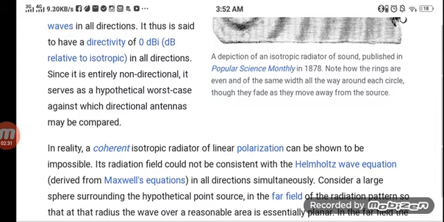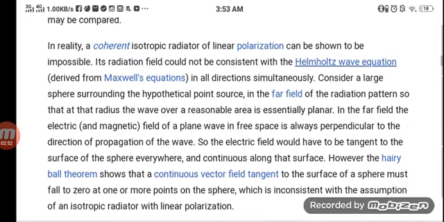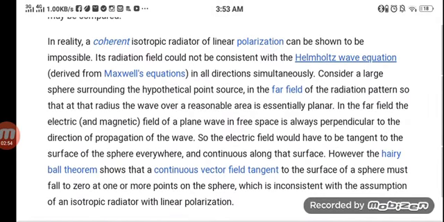Consider a large sphere surrounding the hypothetical point source in the far field of the radiation pattern, so that at that radius the wave over a reasonable area is essentially planar. In the far field, the electric field of a plane wave in free space is always perpendicular to the direction of propagation of the wave, so the electric field would be tangent to the surface of the sphere everywhere and continuous along that surface.